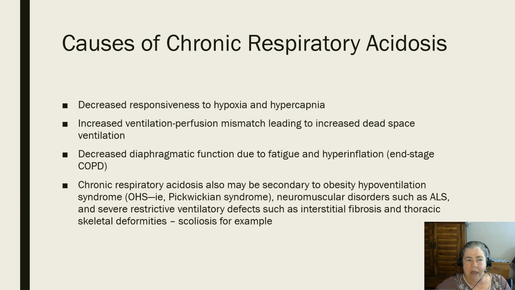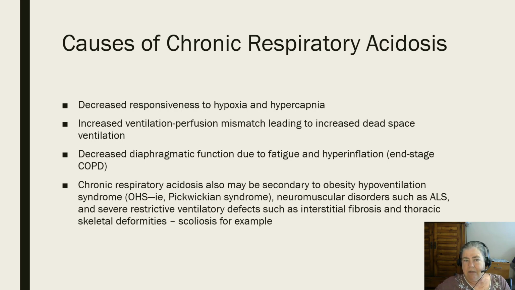The chronic causes of respiratory acidosis involve a decrease in responsiveness to those drives that we talked about when we talked about the control of respiration.